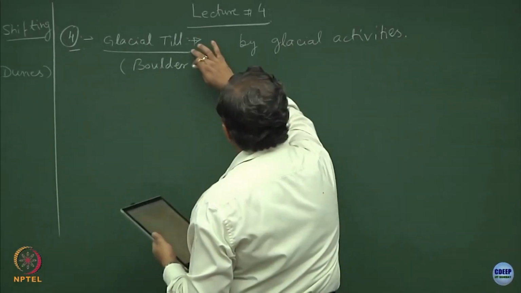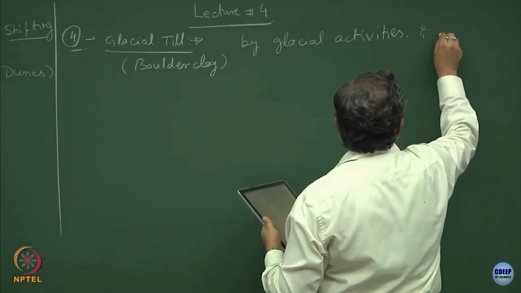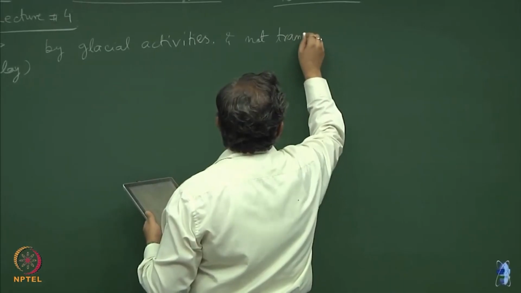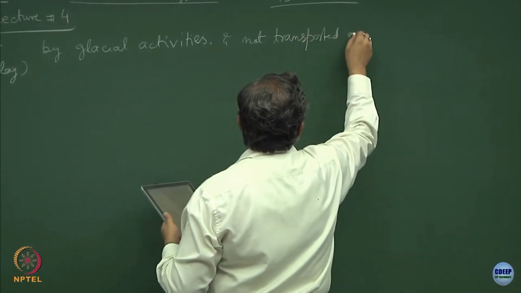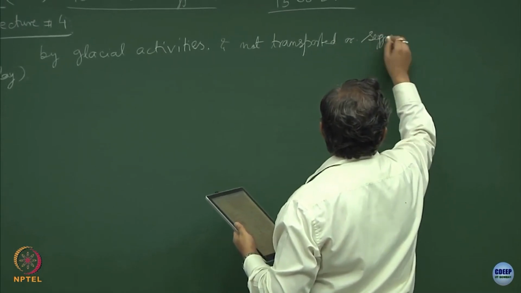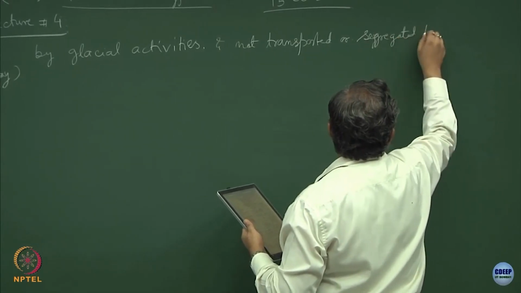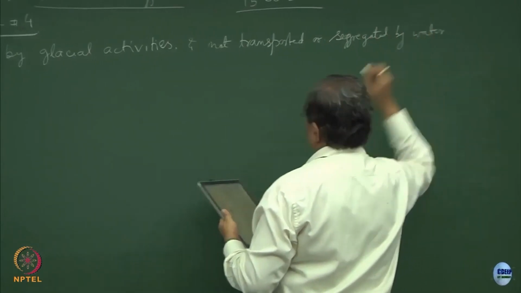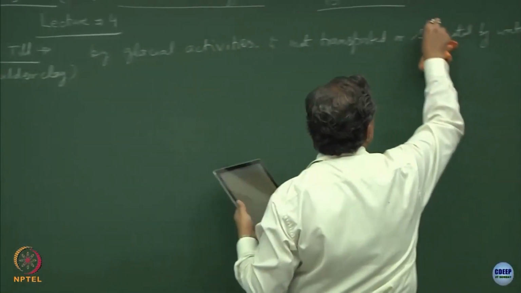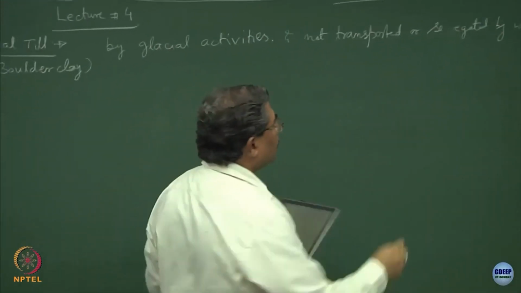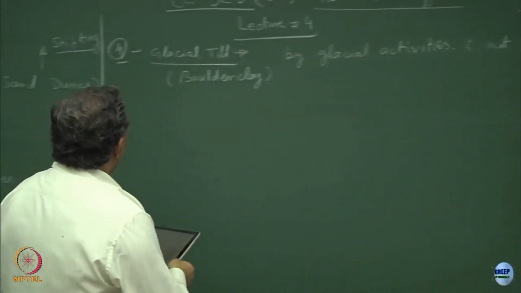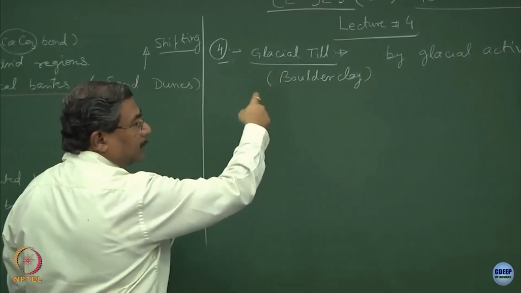So, these glacial tills are deposited by glacial activities and are not transported or segregated by water. Very difficult deposits of soils to handle.